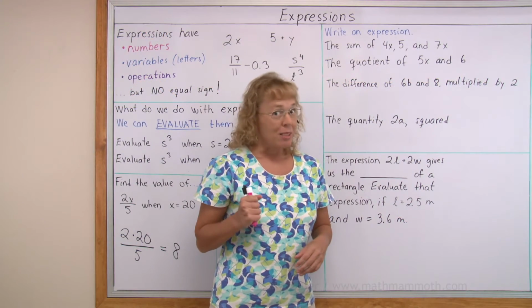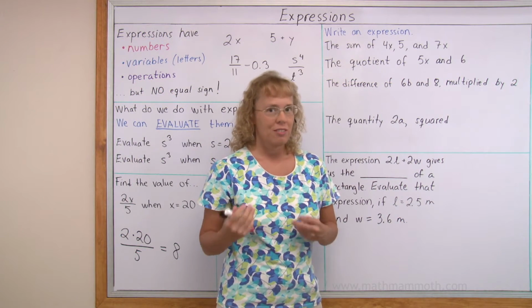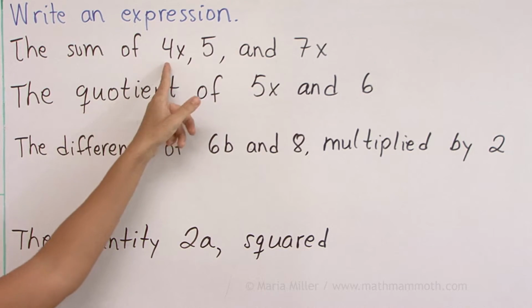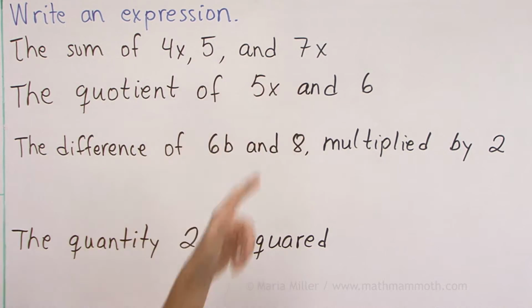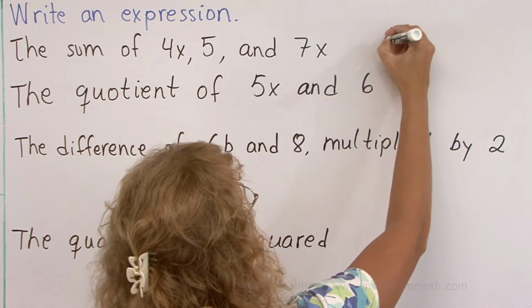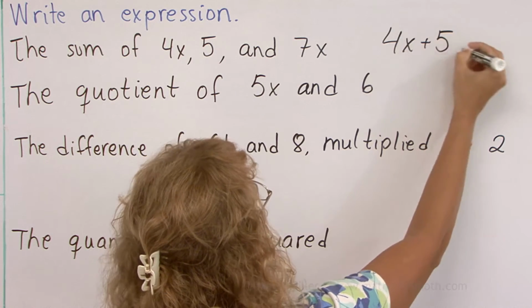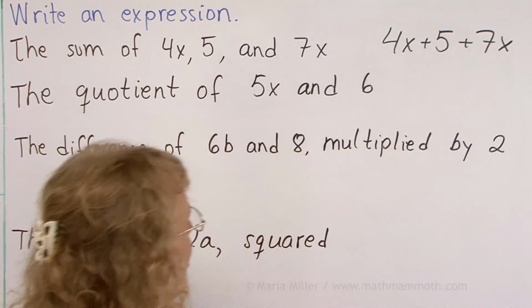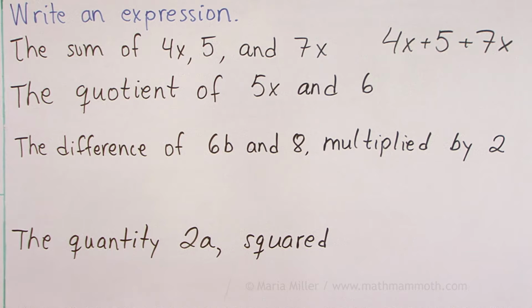Over here we're going to write some expressions from words and phrases. The first one is just the sum of 4x, 5 and 7x. Do you remember the sum? It has to do with addition. It is the answer to an addition problem, but it is also the actual addition expression. So this is 4x plus 5 plus 7x. That is the sum of 4x and 5 and 7x, okay? It is now written out as an expression.